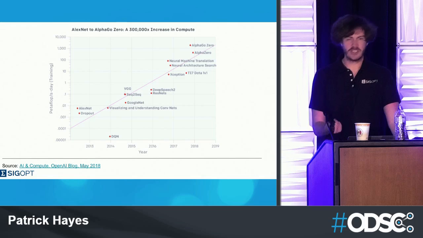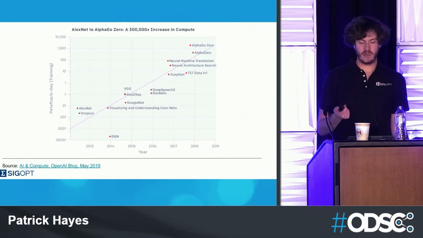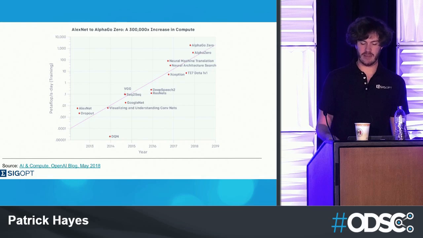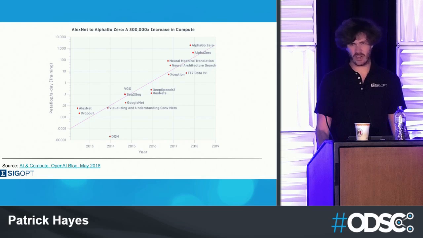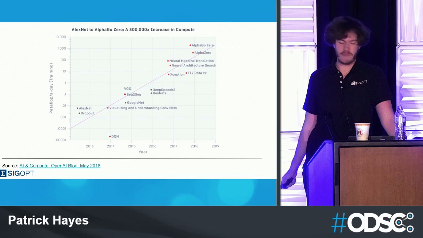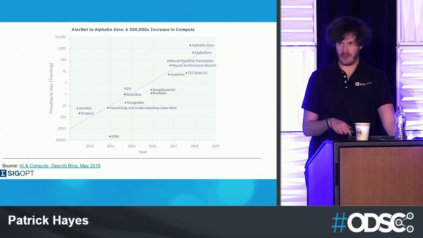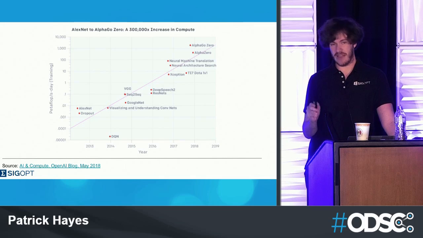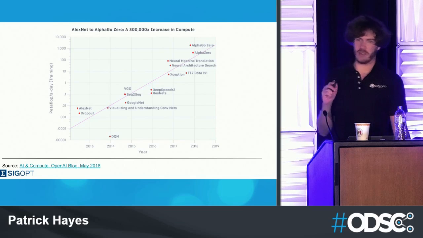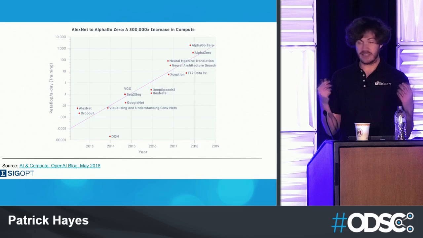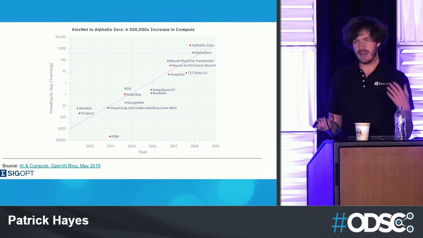And this, once again, isn't just an academic exercise. We're seeing an explosion in the amount of compute required to train these sophisticated models. This is a chart from a recent OpenAI blog post. In short, from AlexNet in 2012 to AlphaGo Zero in 2017, there was a 300,000x increase in the compute required to train these really sophisticated models. This is a massive explosion, but it's not unprecedented.